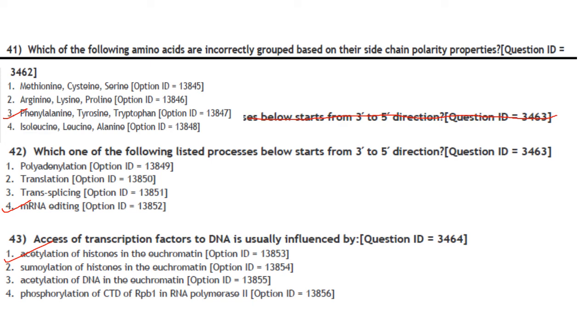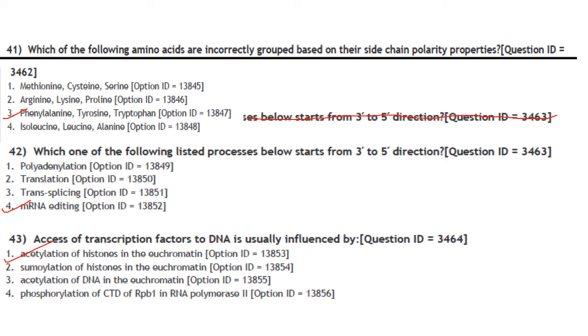Okay. Which one of the following listed processes below starts from 3' to 5' direction? So it is mRNA editing. Answer is option 4. I have discussed mRNA editing in, I think, set exam papers, either Maharashtra or Karnataka or West Bengal. These three I have found mRNA editing questions being asked. You can refer to them also.